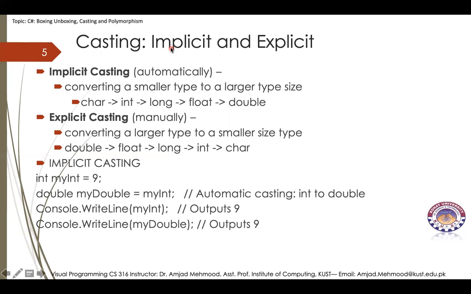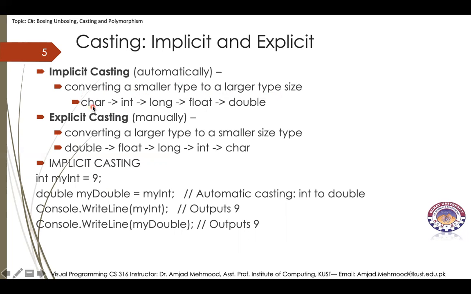Here again we have two types of casting: implicit casting and explicit casting. Implicit casting is done automatically, as I mentioned. When you want to assign a smaller type value to a bigger type, you need not mention it explicitly, because we don't have a chance to lose our value, so you can do that automatically. The compiler does that for you without you needing to mention anything. So it is converting a smaller type to a larger type size.